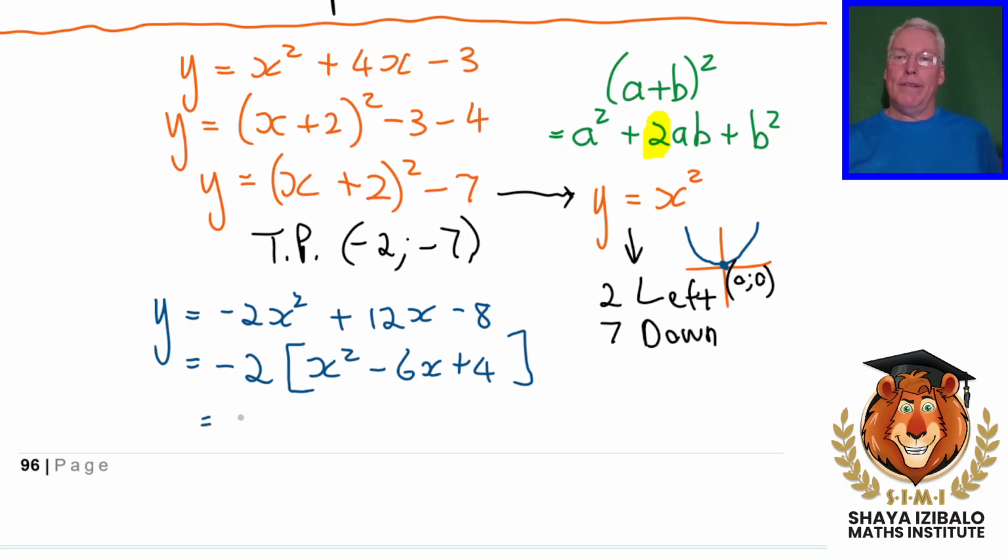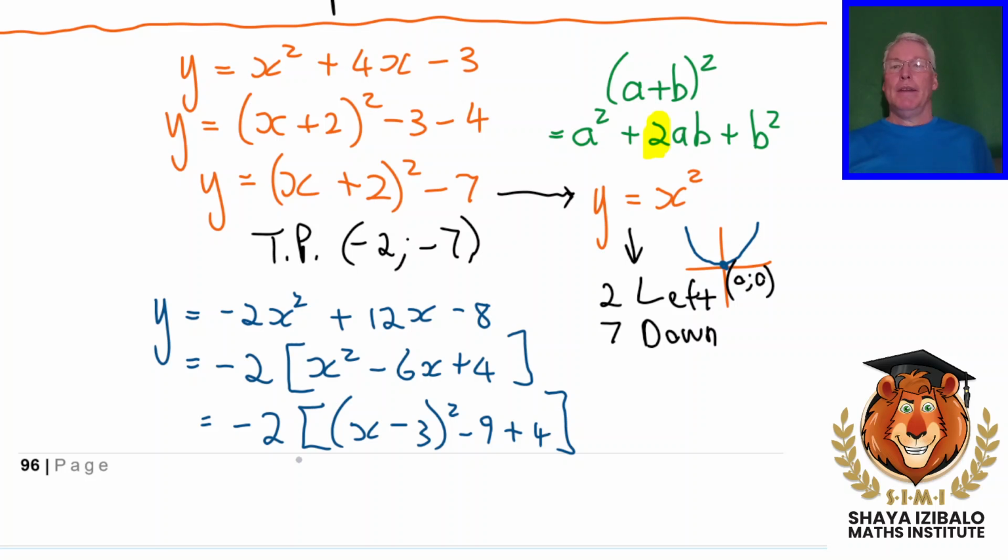Right? Now, inside the square brackets, we are going to try and complete the square again. So we're going to work out, what do we need? And it must be x minus what? It must be (x minus 3) all squared. If we square this out, we get a plus 9 that we didn't have, so we must have a minus 9. We've still got the plus 4. Okay, now, last line, we're going to multiply this minus 2 back in. So we get minus 2 (x minus 3) all squared. We had a minus 9 plus a 4, that's minus 5 times negative 2, that's plus 10.